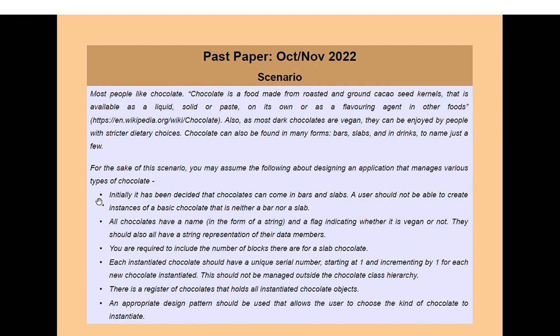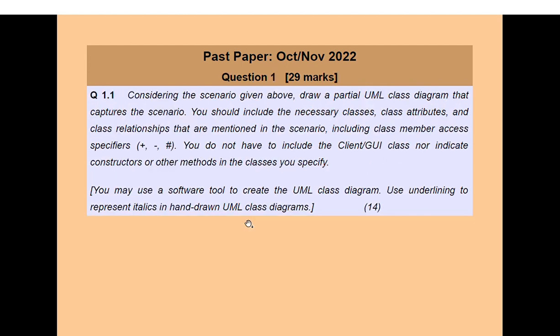So we've learned quite a lot from this basic scenario, and as I said before, it's worth spending a bit of time or investing a few minutes in reading it carefully and understanding all of these requirements. So let's move on to the actual question. Right, question 1, 29 marks. That's quite a high mark allocation, so it's worth doing this question well.